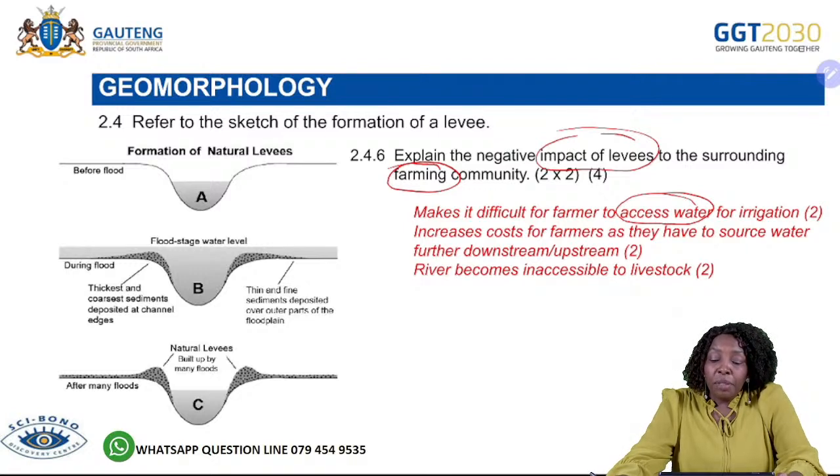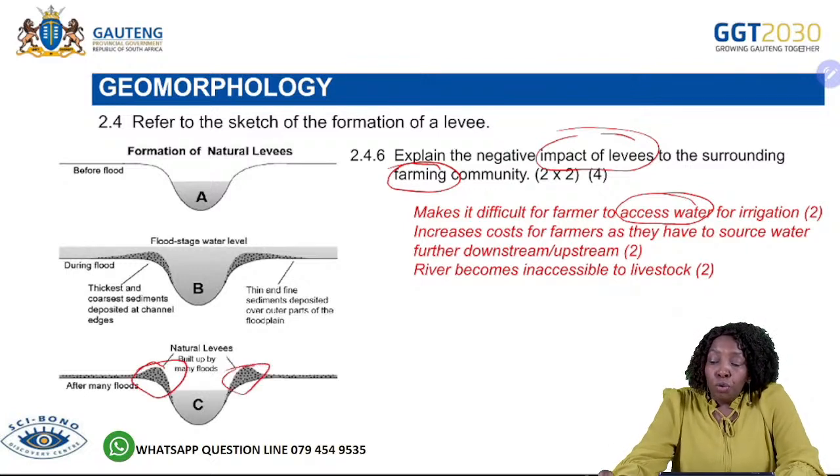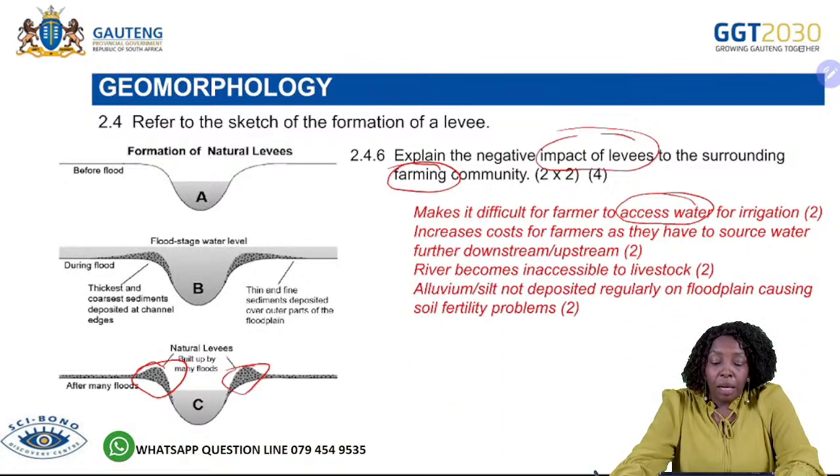And then the river becomes inaccessible for livestock. These raised banks make it difficult for livestock to have access to water. The alluvium or the silt is not deposited regularly on the floodplain, causing soil fertility problems. So the soil can grow to be infertile.